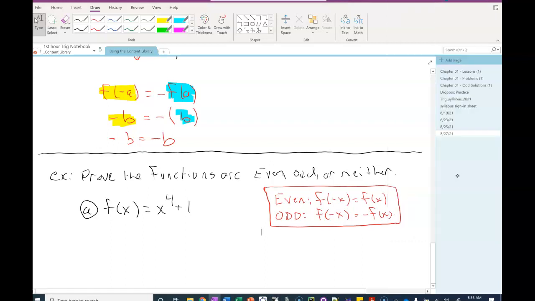Okay. So let's go ahead and do the proof then. So the definition for even is written here. So this is what I need to show, is that f of negative x is equal to f of x. So to do that, I'm going to figure out what f of negative x is, and hopefully it turns out to just be x to the fourth plus 1. Everybody good with that plan?